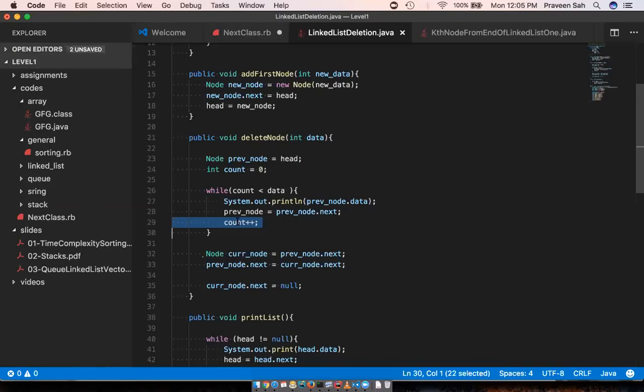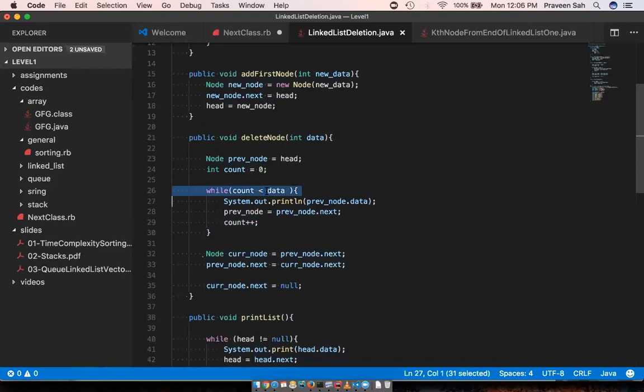Like this count is less than data. Data is 5. So first you will match 0 and 5, 1 and 5, 2 and 5, 3 and 5, and the moment you reach the fifth node, this is like deleting at the fifth index. By maintaining a count of how many nodes you have seen till now and comparing that with data, it's like deleting not 5, but the fifth index element. That is what it feels like. This implementation looks like you're not deleting the node whose data is 5, but you're deleting the fifth node in it.